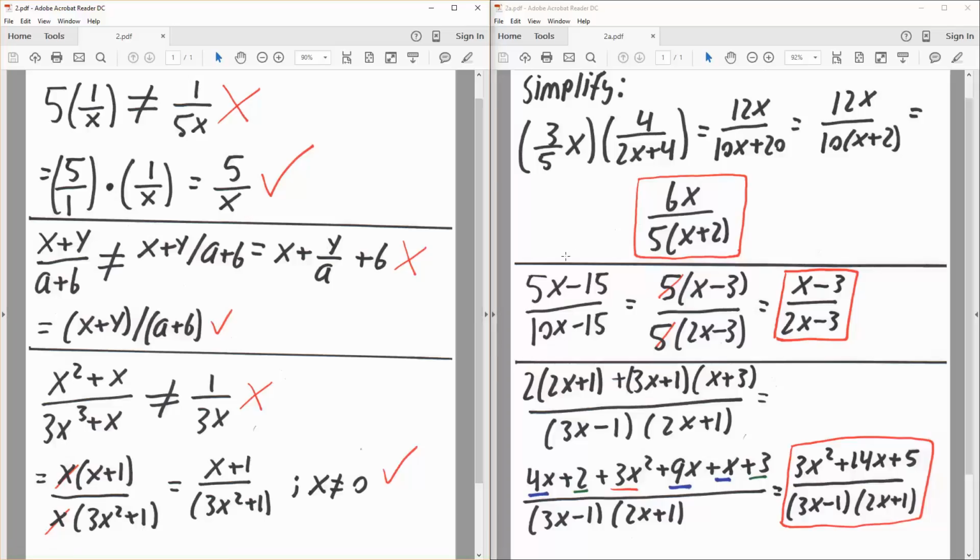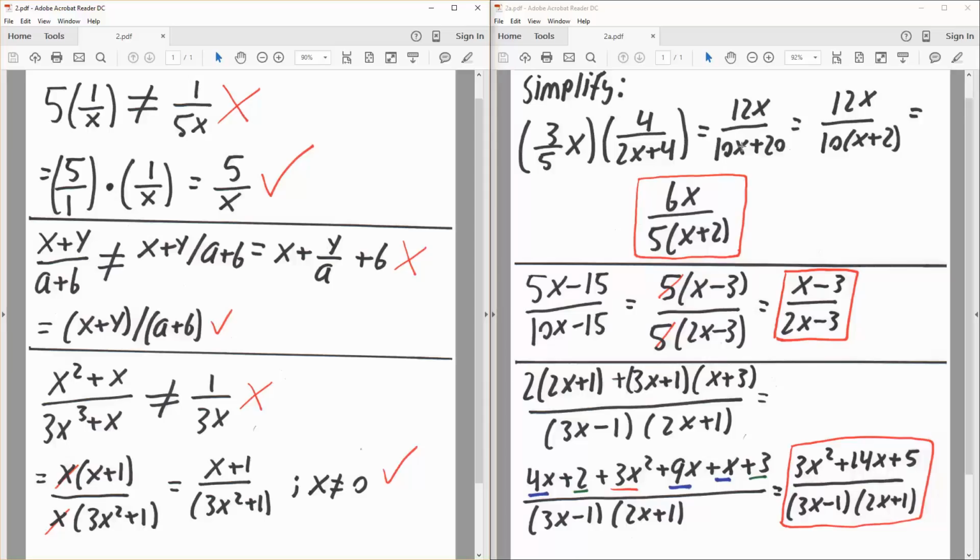And now for a couple of problems where we're just simplifying. So we have 3/5 times x times 4 divided by 2x plus 4. And so first thing we're going to do, since it's multiplication, we match the numerator. So 3 times 4 is 12. We also have an x in the front, so 12x. Divided by 5 times 2x plus 4. So 5 times 2x is 10x. 5 times 4 is 20.